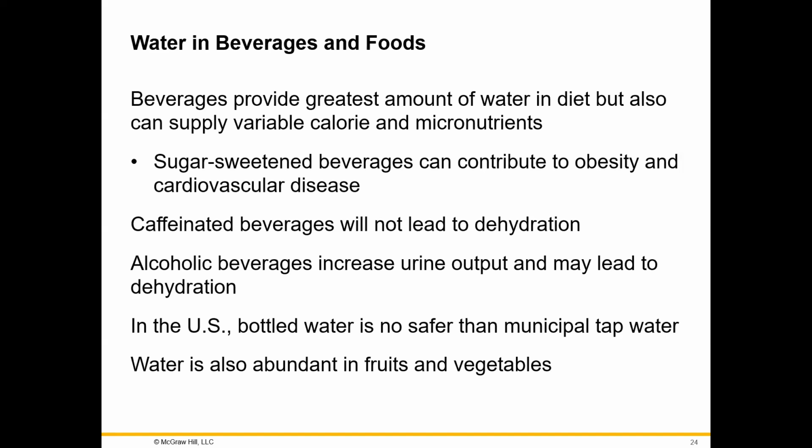So where do we get the water? Well, of course, beverages would be your primary source of water intake, but they could also provide a variable number of calories and micronutrients, and so that makes the choice of beverage important, so that you maintain your overall health. For example, if you're drinking a bunch of sugary, sweetened drinks like regular sodas and things like that, yeah, they taste good, but they can also significantly contribute to obesity and cardiovascular diseases because they've got a high sugar content. And so consuming those drinks in moderation would be crucial to maintaining your overall healthy lifestyle.